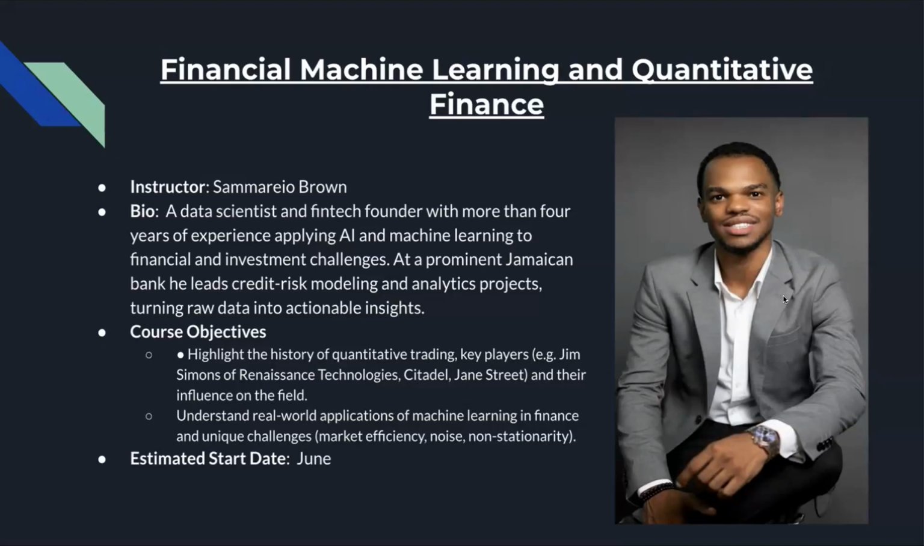People ask me all the time, "Hey, how can AI make us money?" Well, this masterclass is all about AI and finance, so don't miss this opportunity. The course objectives highlight the history of quantitative trading, key players like Jim Simons of Renaissance Technologies and their influence on the field, and understanding real-world applications of machine learning in finance and its unique challenges. The estimated start date is around June. We're going to send out more information on the exact dates soon enough.